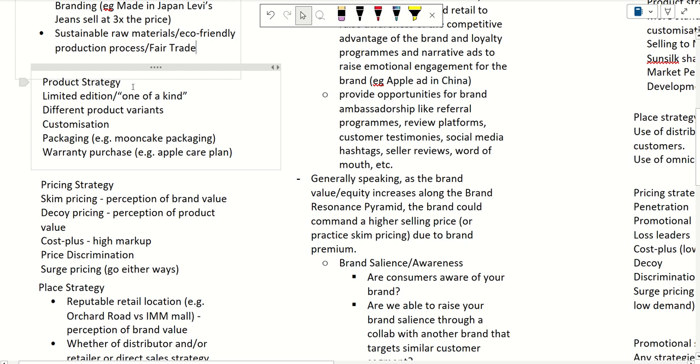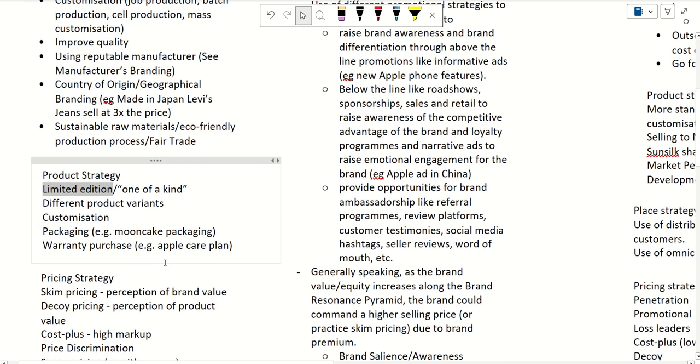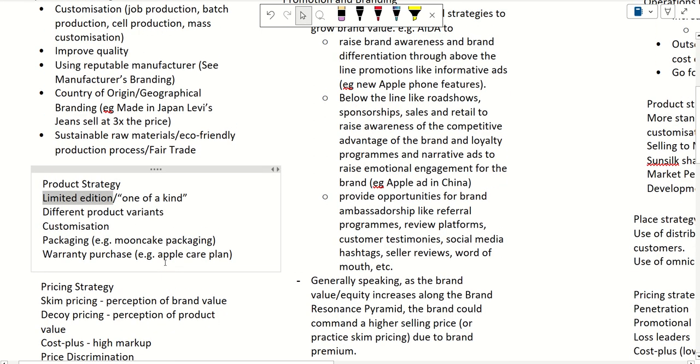Okay. Product strategy. So for increasing the selling price, remember, I talked about customization. Sometimes instead of just one-of-a-kind customization, you can also do limited edition so that you can command a higher selling price because it's limited edition, right? You can also create different product variants so that you can have different selling prices. Let me give you a simple example.